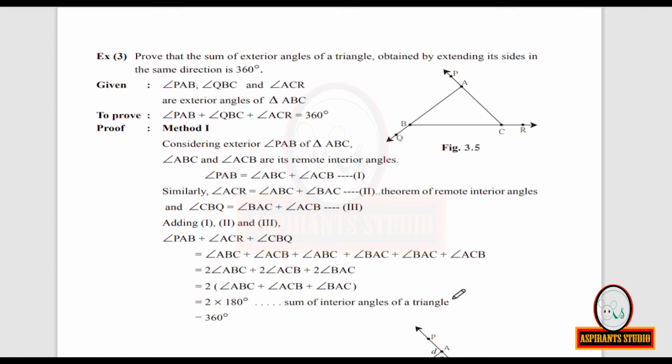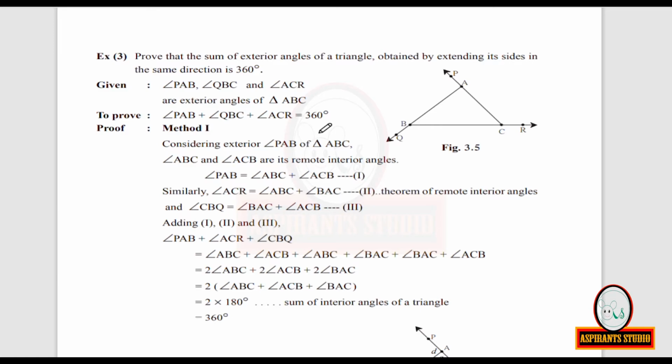Now coming to example 3. Prove that the sum of exterior angles of a triangle obtained by extending its sides in the same direction is 360 degrees. Now look at figure 3.5. You are given angle PAB, angle QBC and angle ACR, the exterior angles of triangle ABC. We have to prove the sum of the measures of all these angles is 360 degrees.